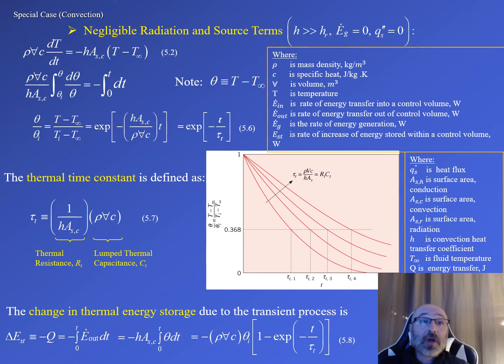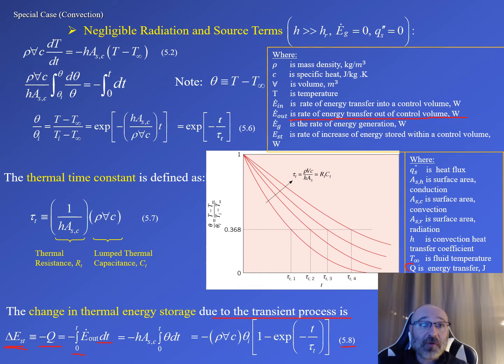So now let's take a look at our change in thermal energy storage, or our delta E sub ST. The change in thermal energy storage due to our transient process is going to be related by equation 5.8 from our textbook, where that delta E sub ST is going to be equal to our negative Q, where Q is our energy transfer in joules. And this is equal to a negative integral from 0 to t of our E dot out, where, if we go back up here, this is the rate of energy transfer out of the control volume in units of watts, dt.